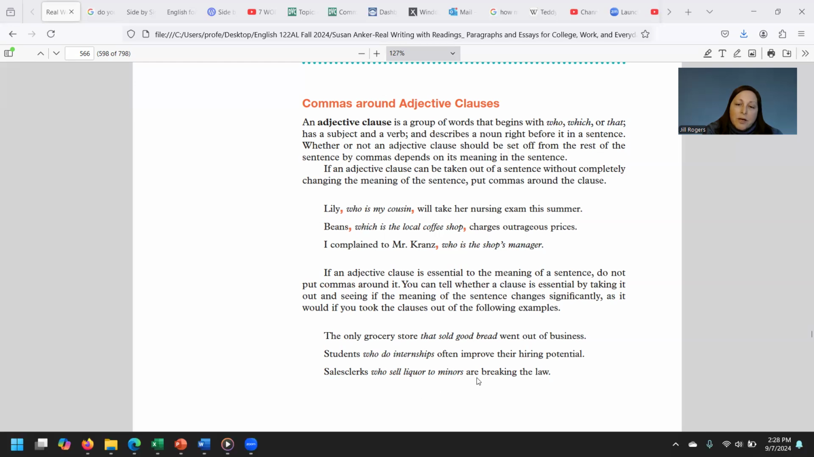Sales clerks are breaking the law. Yeah, see, that's pretty obvious because not all sales clerks are breaking the law. It's sales clerks who sell liquor to minors who are breaking the law.